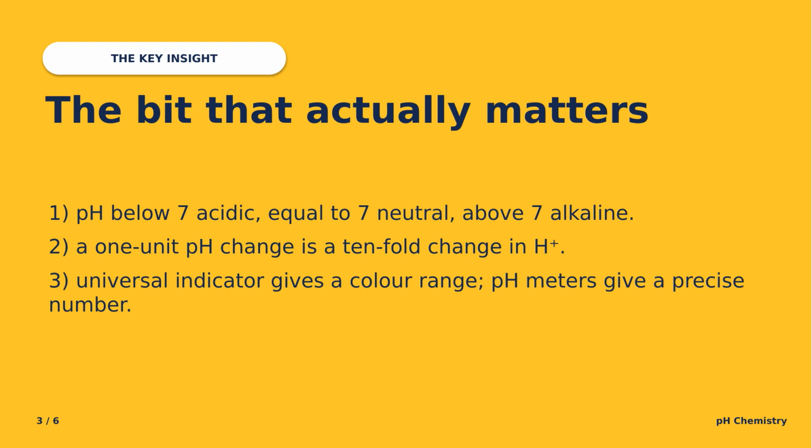Three things. 1. pH below 7 is acidic, equal to 7 neutral, above 7 alkaline. 2. A 1 unit pH change is a 10-fold change in H+. 3. Universal indicator gives a color range. pH meters give a precise number.